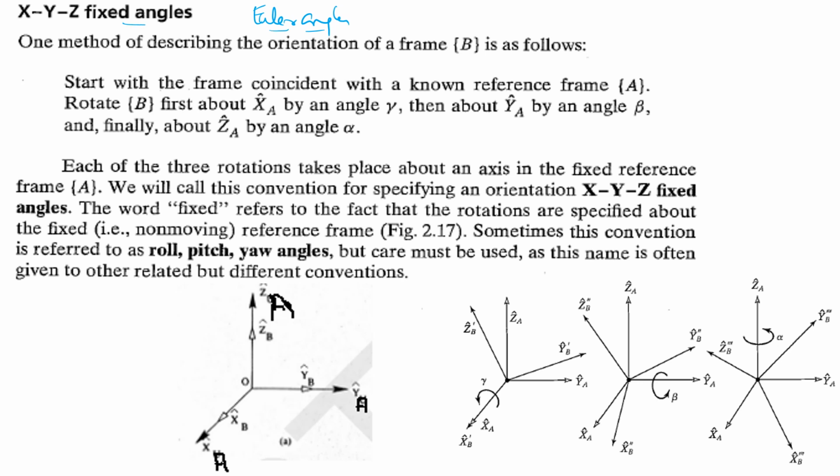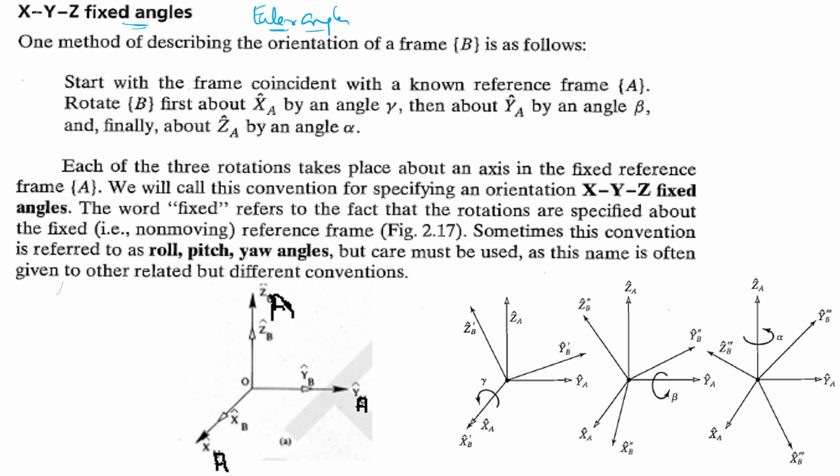Fixed angle rotation and Euler angle rotation represent the orientation of the object, or the orientation of the end effector frame, or the orientation of any frame which is at joint 1 or joint 2, joint 3, etc. There are two types of orientation: one is fixed angle, another one is Euler angle. Let us discuss fixed angle first.